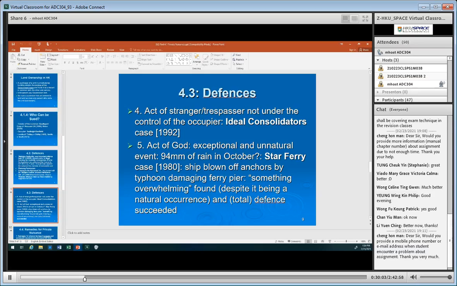Okay, and yes, you could argue it was unreasonable interference, definitely, because there was property damage in the Star Ferry case. So it looked like the Star Ferry company could prove all the elements of private nuisance, and of course they owned the land because they owned the pier, but the owners of the ship, the Argonaut, were able to rely on the total defence of act of God. They were able to prove that that particular typhoon was so bad that it was not reasonably foreseeable. Something overwhelming was found despite it being a natural occurrence. And if the court agrees, then it is a total defence. So watch out for act of God, not for your assignment, but it could come up in an examination question.